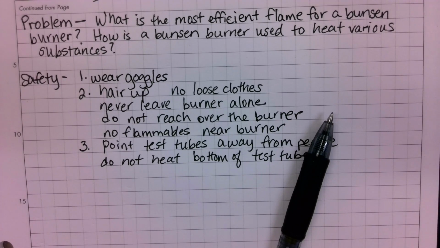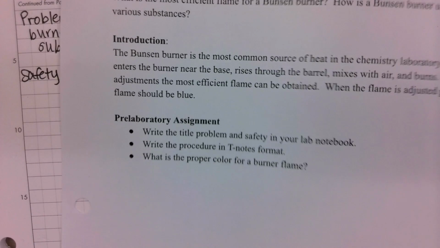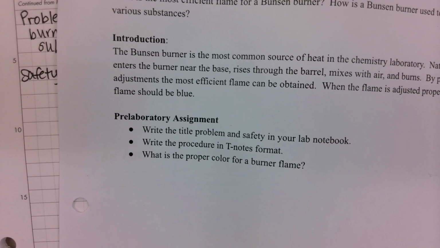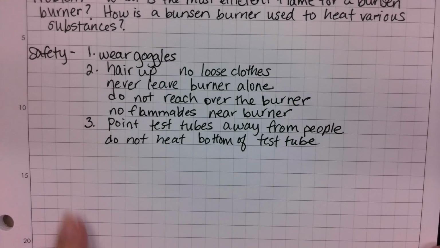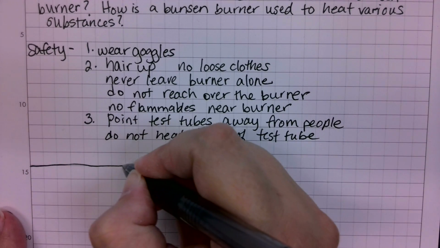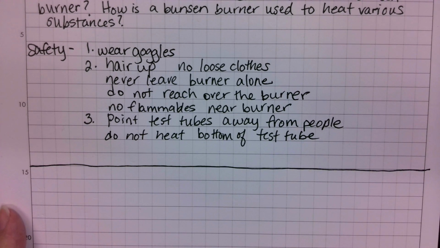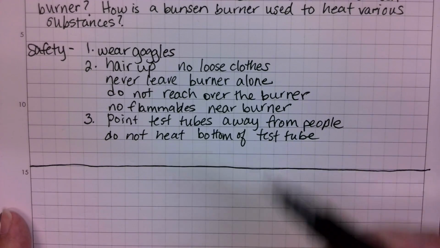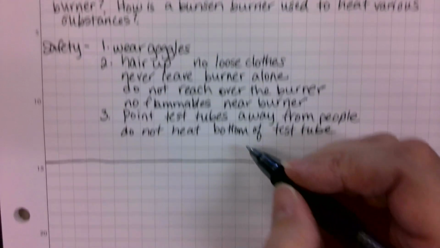Okay, so if we look back to the checklist on the front of the paper, we just accomplished bullet point 1. We wrote the title, problem, and safety in our lab notebook. Bullet point 2 says write the procedure in T-notes format. So T-notes format, you leave a little bit of space after where you put safety, and then you put a horizontal line across your paper. And then you're going to do a vertical line down the middle so that we make this like a T. The center of the paper is right under the O and the J in project.